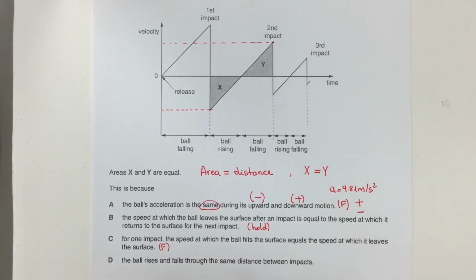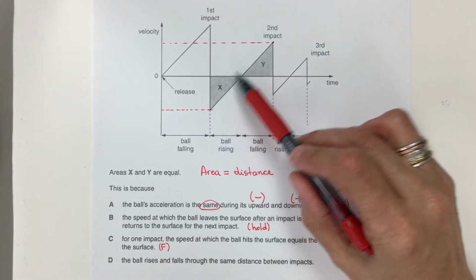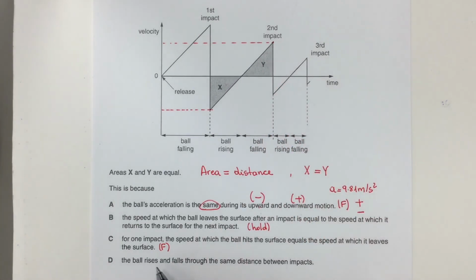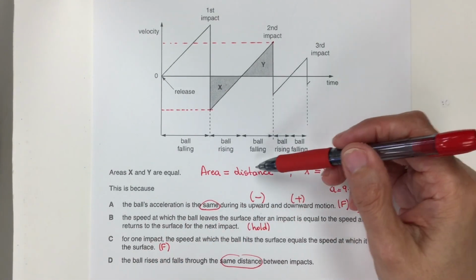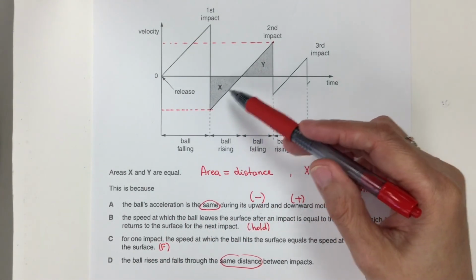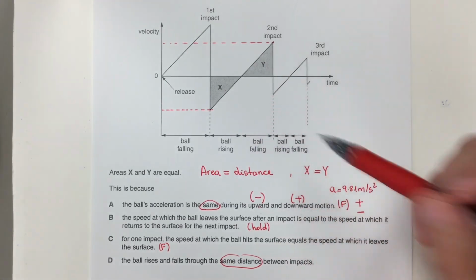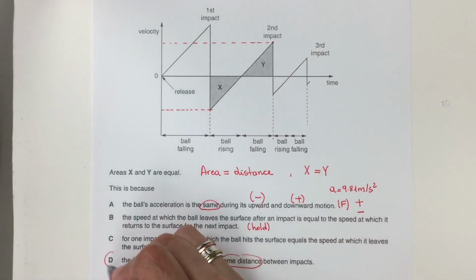And D says the ball rises and falls through the same distance between impacts. Yes, the ball rises and falls through the same distance. X and Y is related to the area under the line, which is distance. So this is true. So the answer is D.